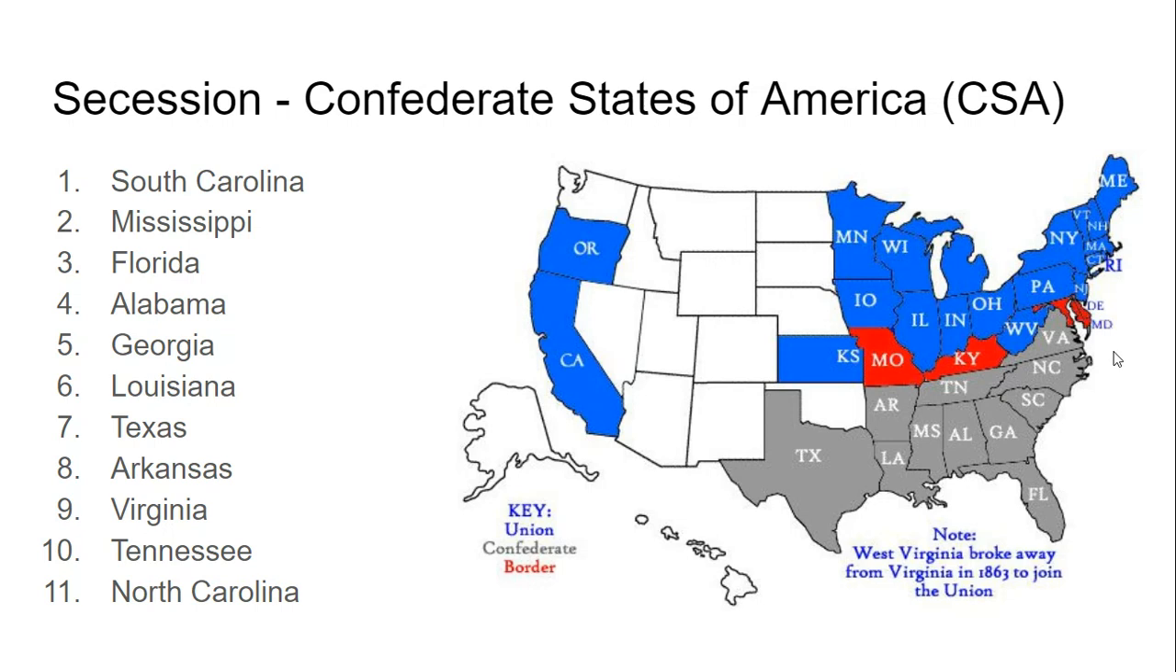It started with South Carolina, and that's the only order that I care you remember: South Carolina was first, followed by Mississippi, Florida, Alabama, Georgia, Louisiana, Texas, Arkansas, Virginia, Tennessee, and North Carolina. I do want you to remember the 11 Confederate states.